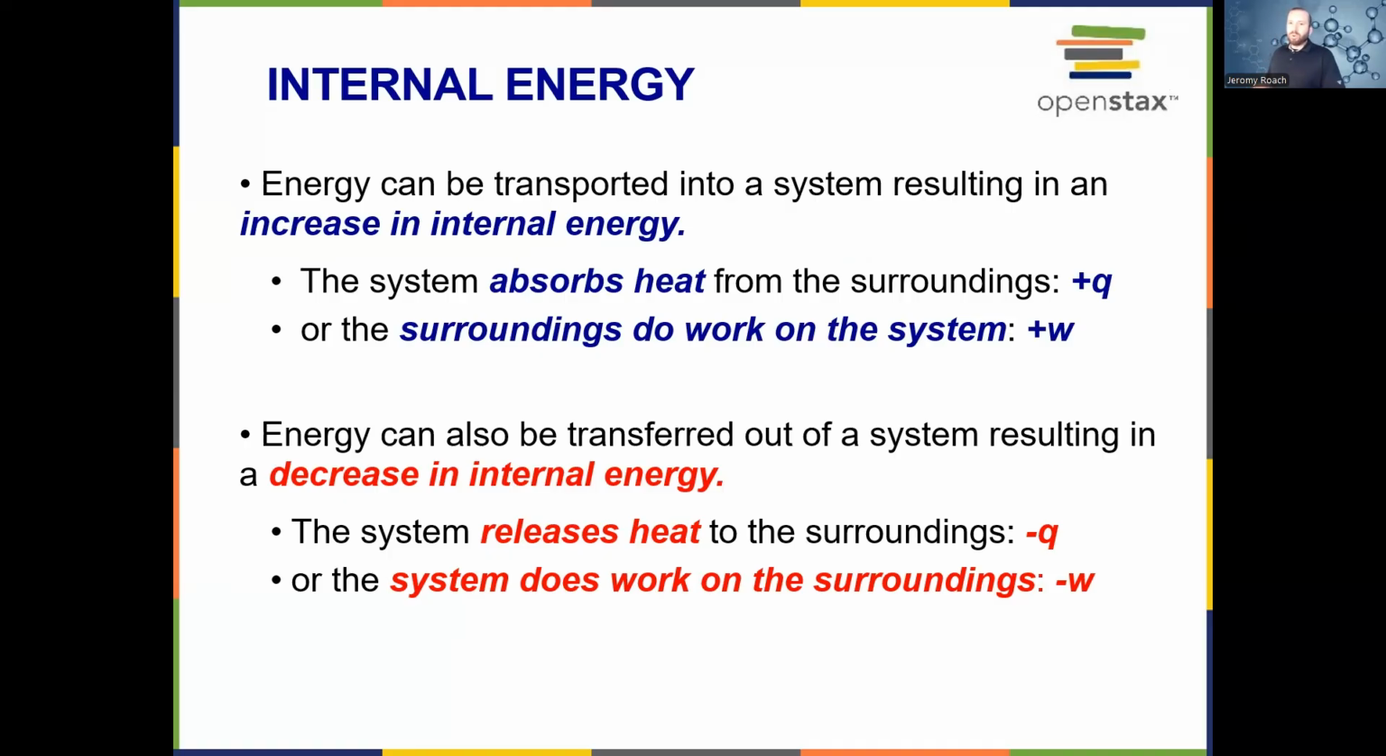So if a system absorbs heat from the surroundings, Q is positive, and the surroundings do work on the system, and W is positive. Energy can also be transferred out of a system, resulting in a decrease of internal energy, or a negative Q, which means it's releasing heat, and the system does work on the surroundings, so that's negative W.